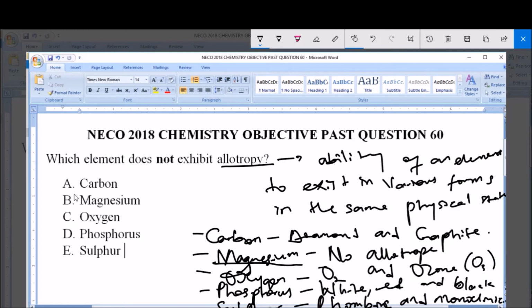And so therefore magnesium is the answer to this question, because the question is asking us for an element that does not exhibit allotropy. So the answer to this question is option B, magnesium. Thank you and God bless you.